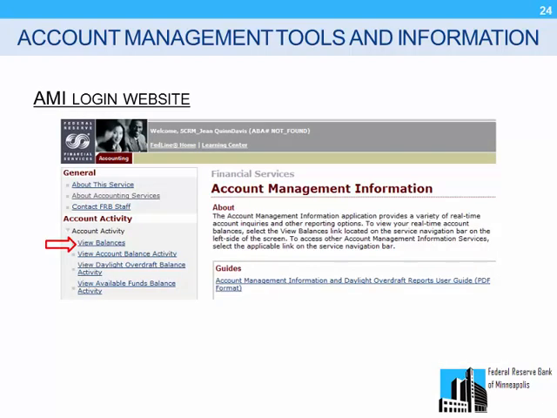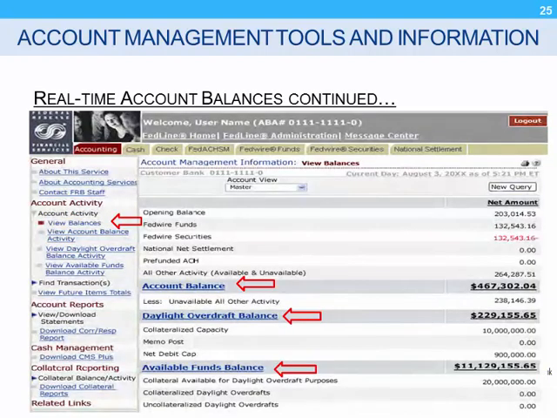So on the Account Management Information screen, on the navigation bar under Account Activity, you can click on the View Balances link. So on the next slide, to view your institution's summary account balance, daylight overdraft balance, and available funds balance for the current day and time. The activity you'll see is the activity that's posted to your Fed account up to the point in time that you generate the screen. So if you pull the screen again 30 minutes later, the information you see may be different because additional transactions may have posted to your account during that time.